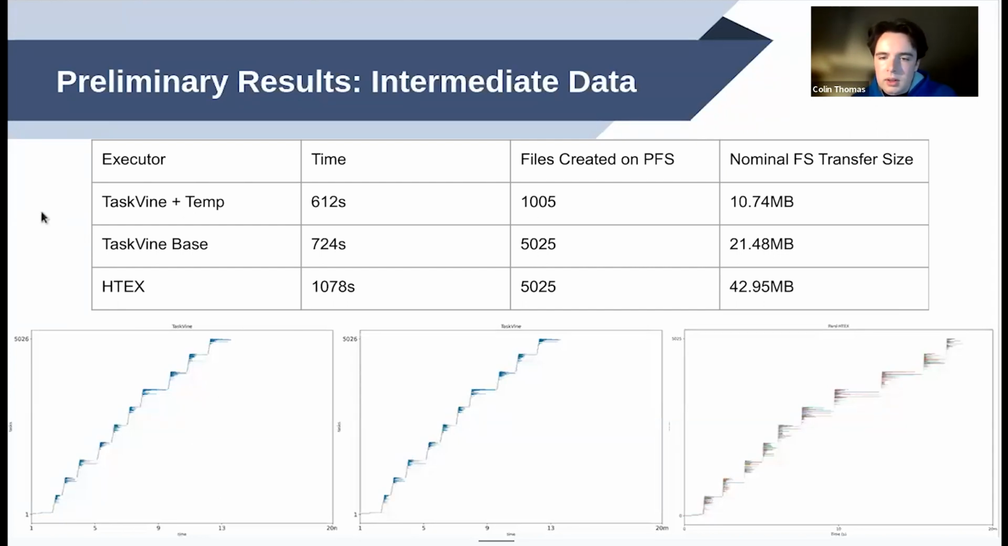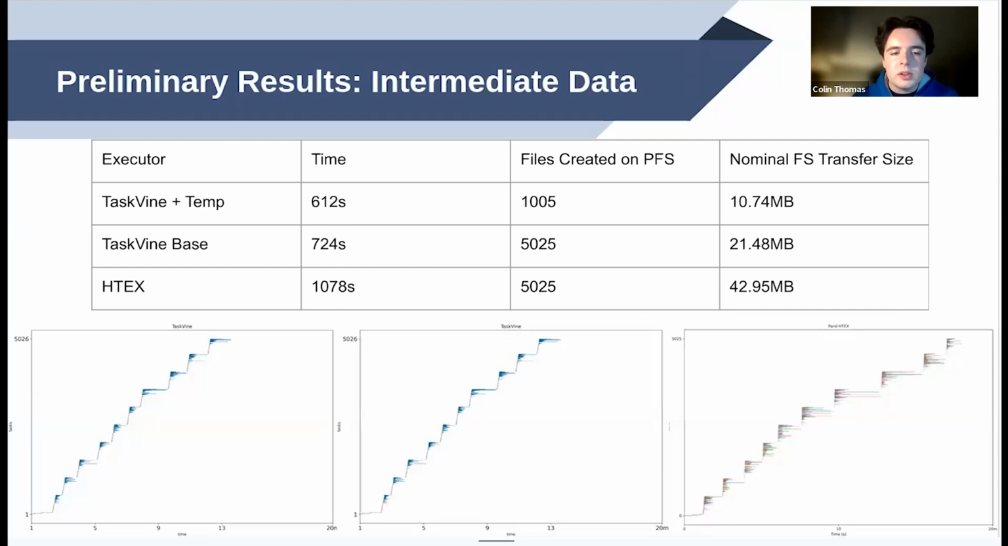We can see here that the high throughput executor and the TaskVine base version both create 5,025 small files on the shared file system, whereas the temporary file version, because it is not writing back that intermediate data to the shared file system, only creates 1,005 files, which, because these are the very end of the workflow, the result that we're interested in, is the only amount of files it creates on the shared file system.